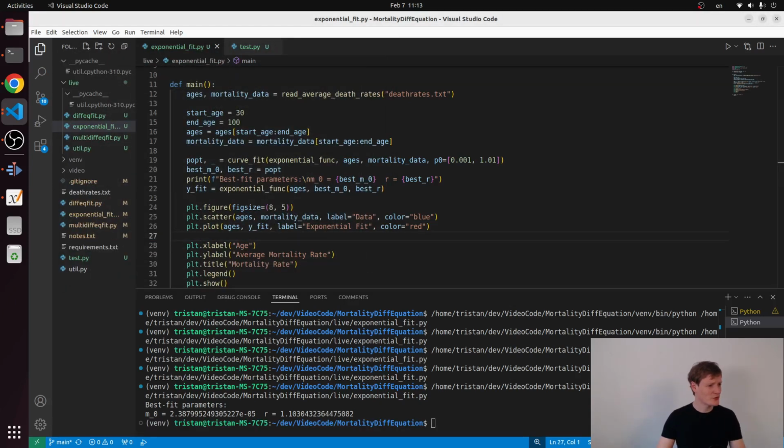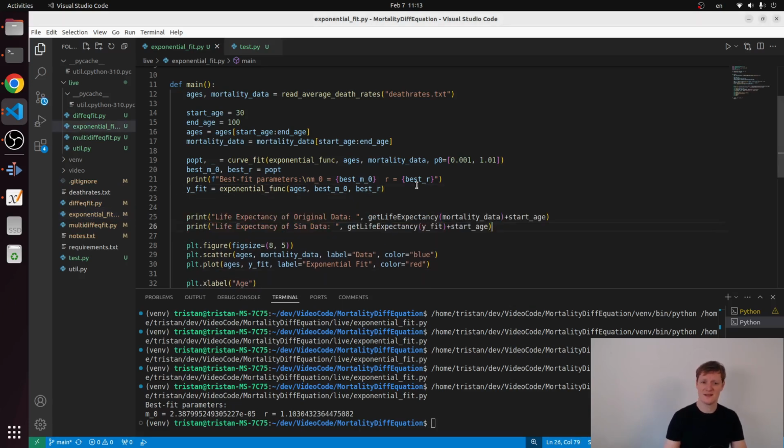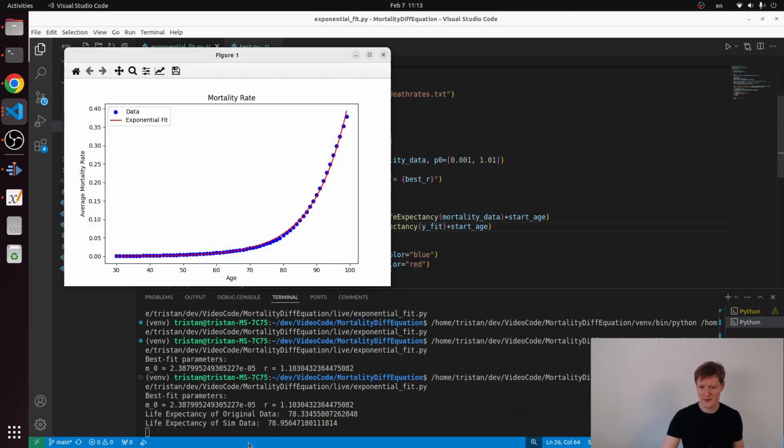To get a bit further, to make this a bit more numerical, let's get the life expectancies of our mortality data we took from statistics and of our fitted data we generated with the exponential function. And as you can see down here, the difference is just half a year, which for such a simple fit function is fairly good. So we can say with confidence, okay, mortality behaves as an exponential function with age.